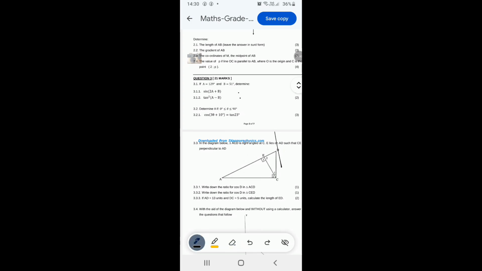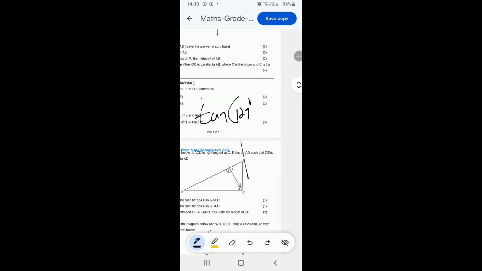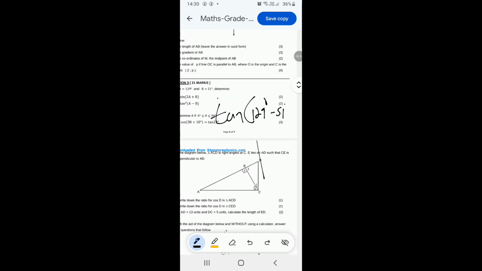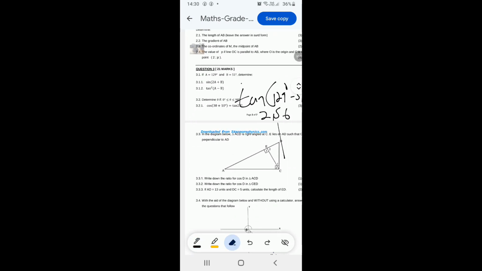So we have tan. You put 129 minus 51, then you square them. You're going to get 2.56 as your value. Let's go to 3.2.